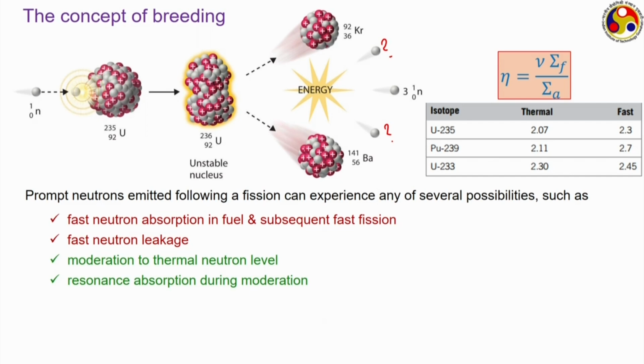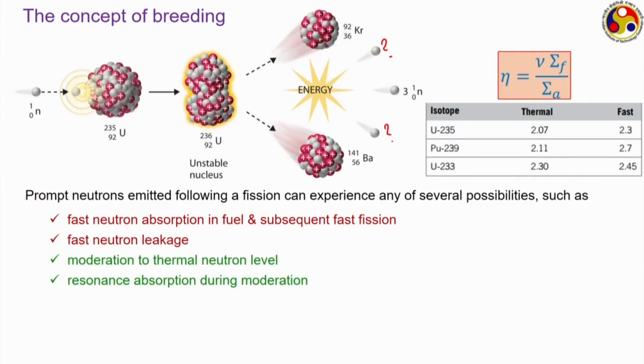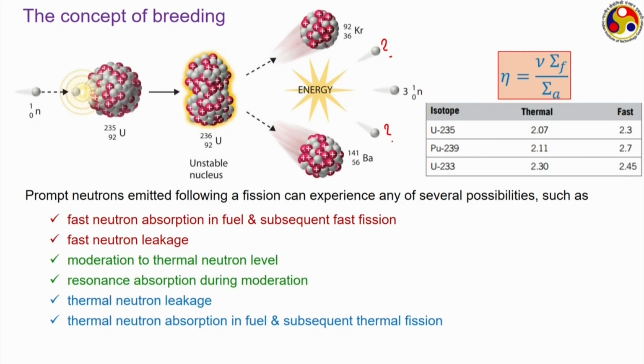There are several very sharp peaks of the cross section at certain energy levels, so a significant amount of neutrons can get absorbed. Then it comes to the thermal neutron level. The neutrons which escape this resonance absorption and become thermalized, some of those can again leak out of the core, and the thermal neutrons can get absorbed in the fuel and subsequently can induce thermal fission, which is the most desirable one, and that is characterized by this thermal fission cross section.